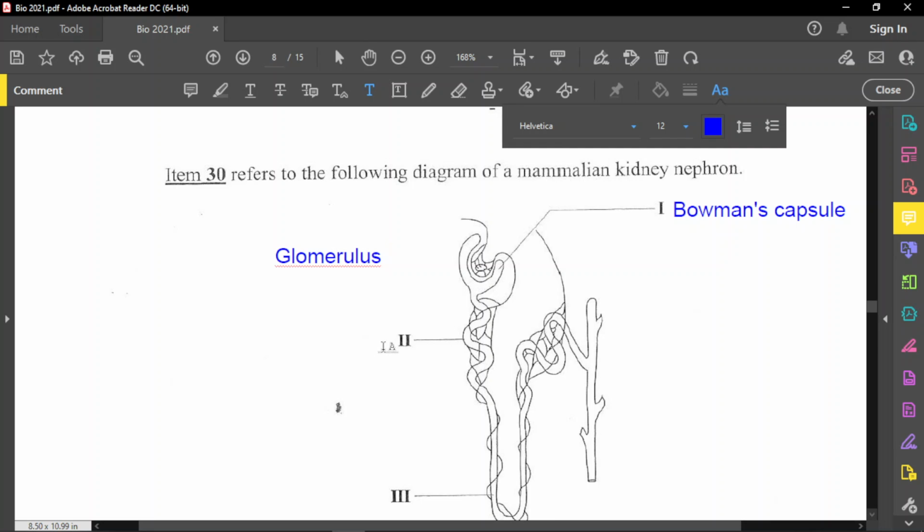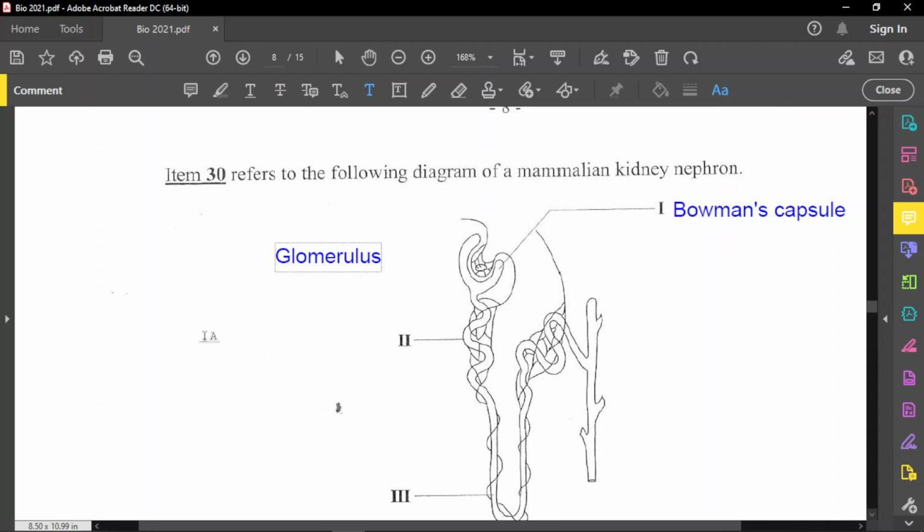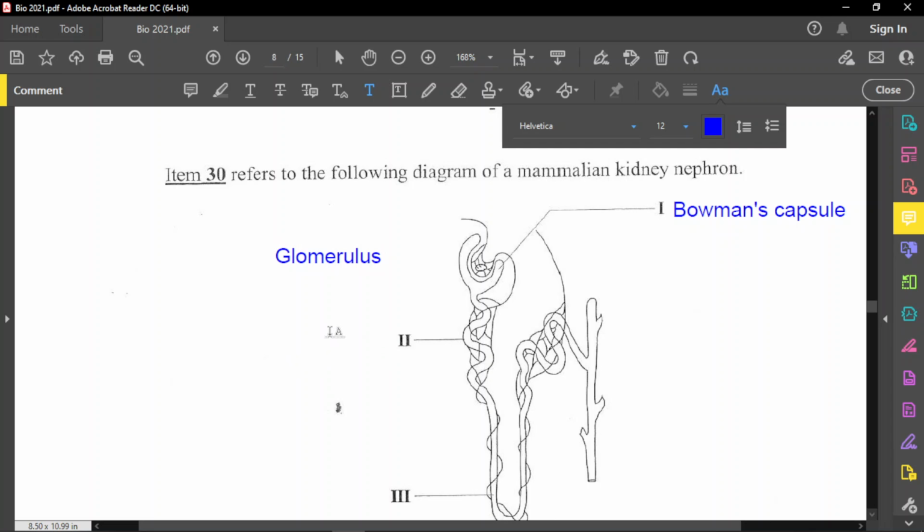Next, I want to point out number 2, because this could have 2 names, so let me just give you the 2 names. Part 2 right here is called the proximal convolution, or it may also be called the first convolution. You can just put 1st, but I'm going to write that out. So they call it first convolution as well.